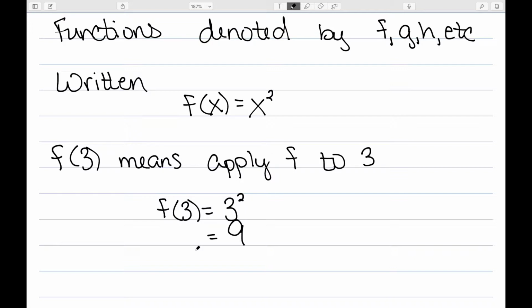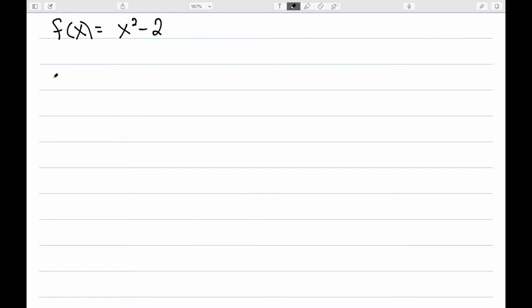So let's look at some more with this notation. Let's consider the function f of x equal to x squared minus 2. The first thing I want to find is f of 2. This means stick in 2 for x, so I have 2 squared minus 2, which is 4 minus 2, or just 2.